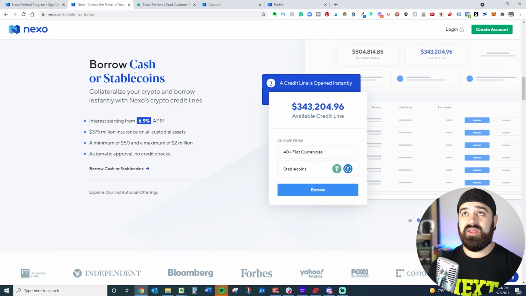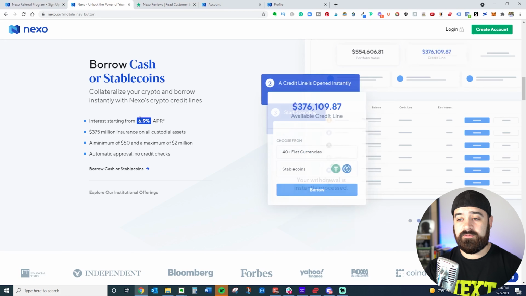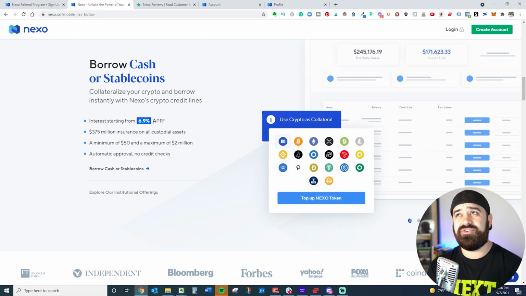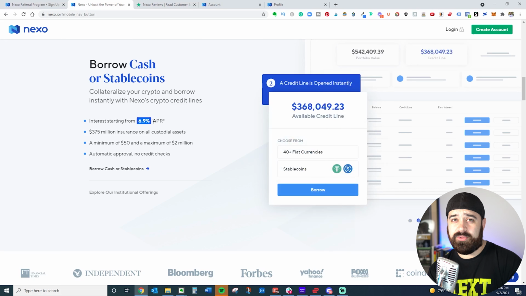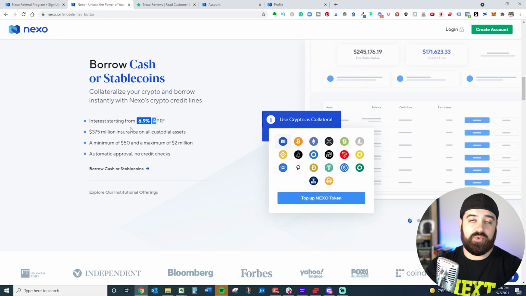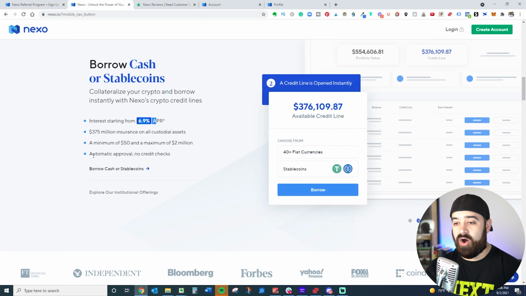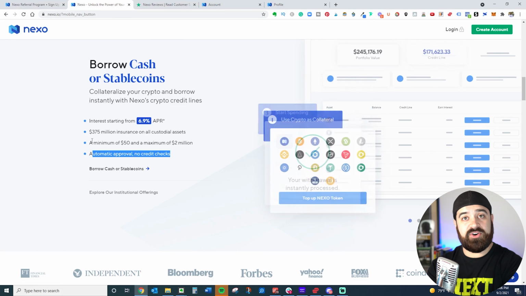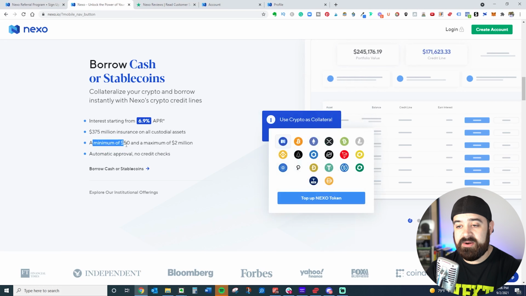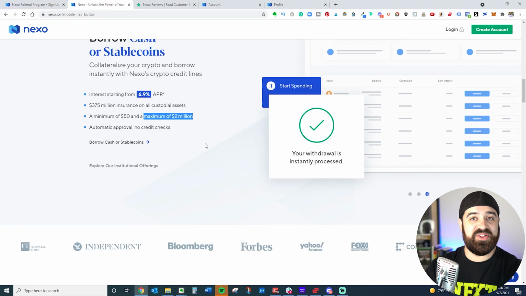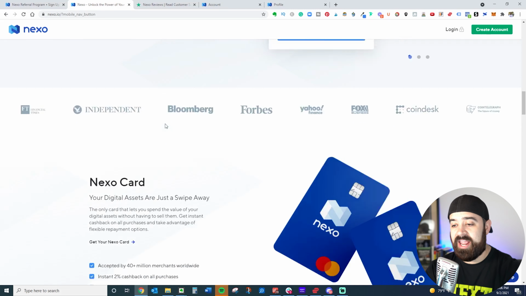I think the loans range from anywhere from 6.9% a year to 12.9% or 13.9%, something like that, which is a really good rate. That truthfully, it's hard to get with banks sometimes. So really good rate. You don't have to go through all of the credit approval process, automatic approval, no credit checks, because they know you have the collateral sitting there in the account. A minimum of $50 and a maximum of $2 million. I can't say I've been anywhere close to doing the $2 million, but you are able to go that high.